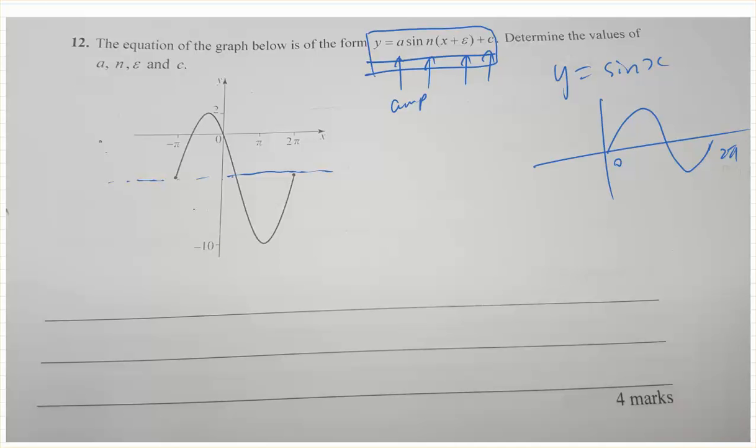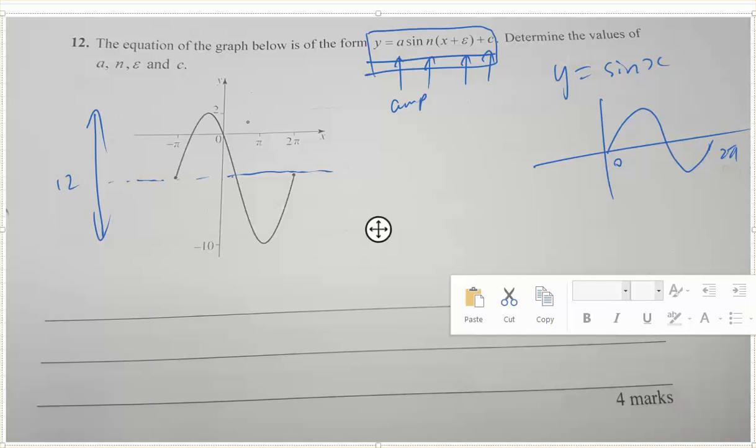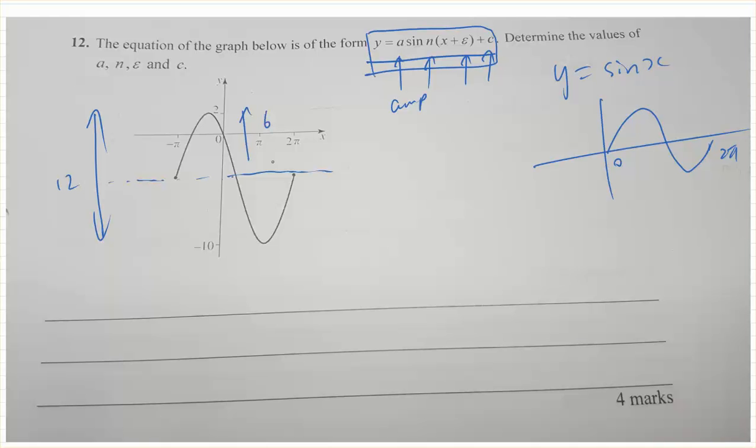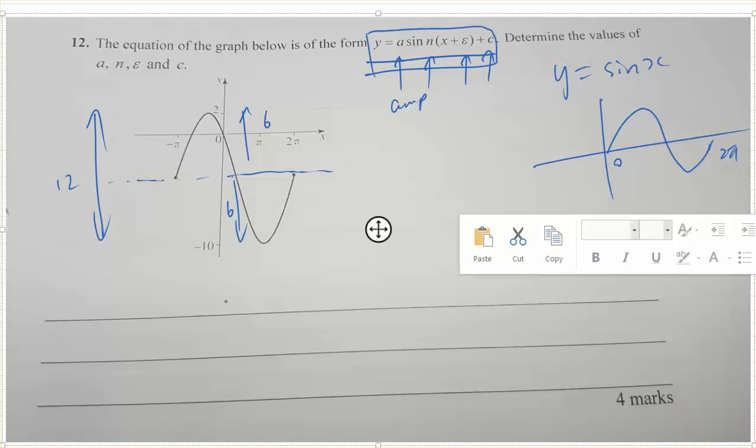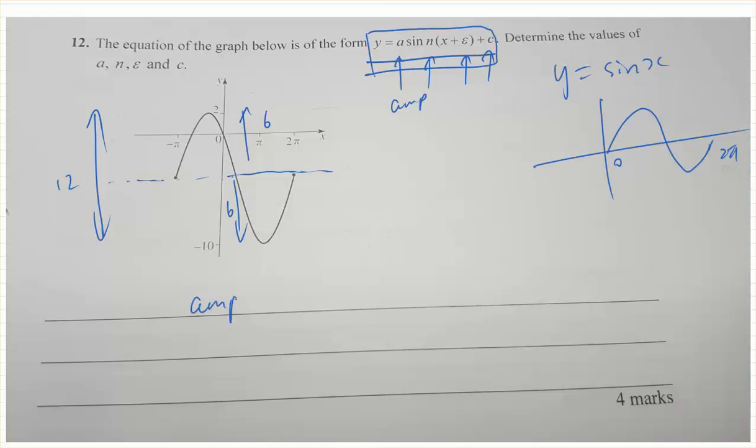So the length overall is 12, meaning that between here and here must be 6, and between there and down there must be 6. So the amplitude must equal 6, because from the mean to the max and mean to the minimum, it's 6 on both sides. So the amplitude is 6. So a equals 6.